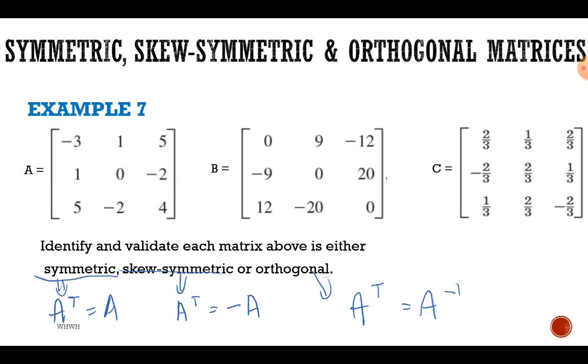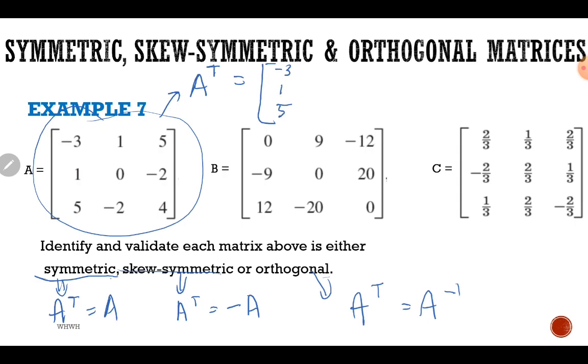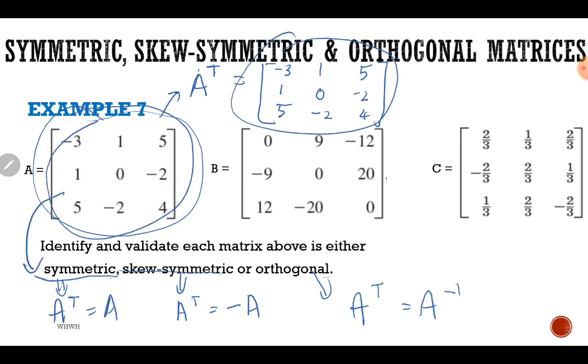So which is which? Okay, so A ni apa? Cuba kita cari A transpose. Okay, saya rasa semuanya kita perlu cari is A transpose, betul tak? So the first one for A transpose, for matrix A, kita akan dapat negative 3, 1, 5. Okay, and then the second row will be 1, 0, negative 2. And the third column is 5, negative 2, 4. So what you will get for your A transpose is equals to, nampak tak? Sama je dengan A. So confirm this matrix is symmetric.